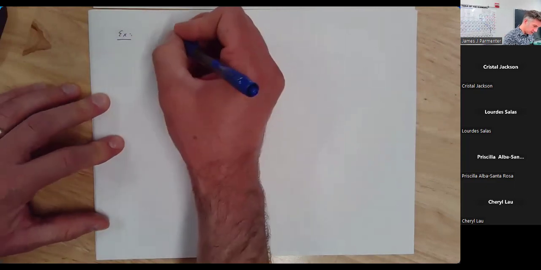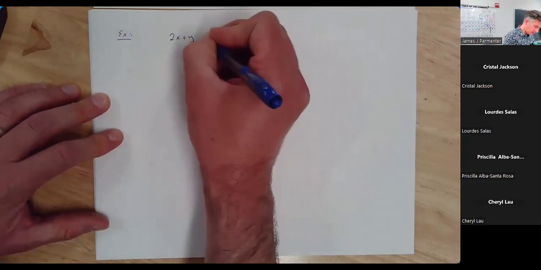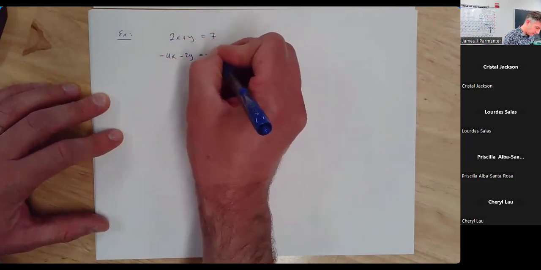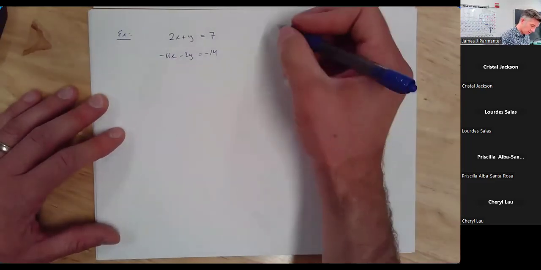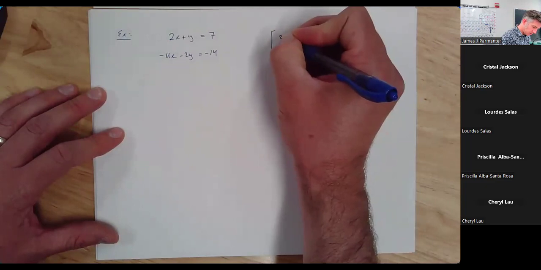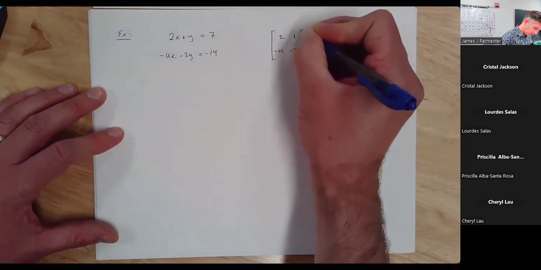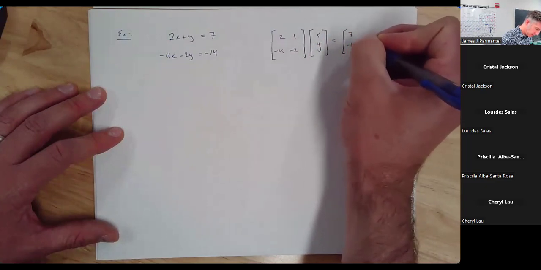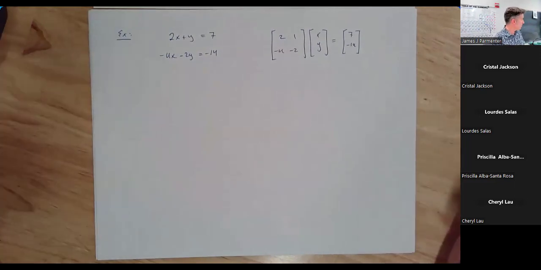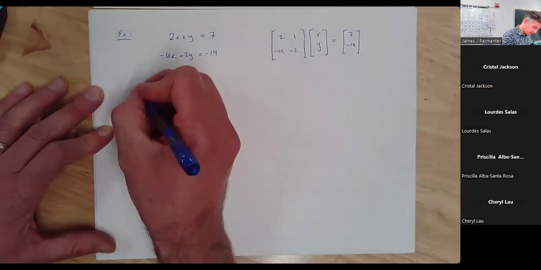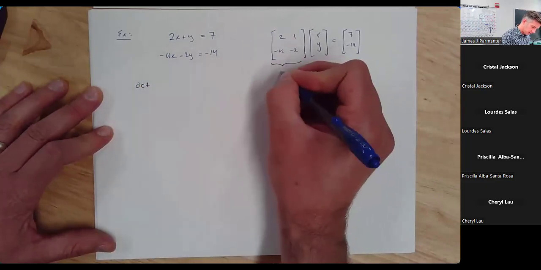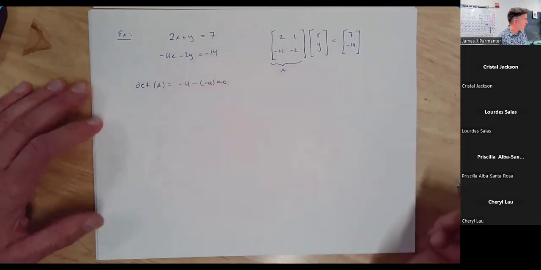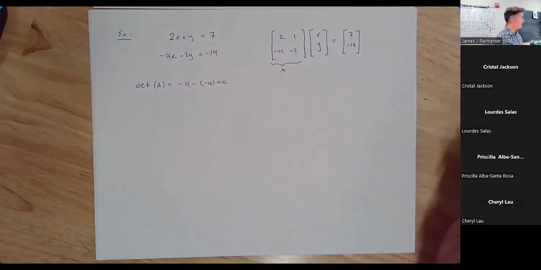our example is, say, the equations 2x plus y equal to 7 and negative 4x minus 2y equal to negative 14. Here, the equation looks like this. It's 2, 1, negative 4, negative 2 times x, y equal to 7, negative 14. But here, the determinant's still 0. I shouldn't say but, right? Here, the determinant of your matrix A is negative 4 minus negative 4, which is 0. And in this example, we have an infinite number of solutions.